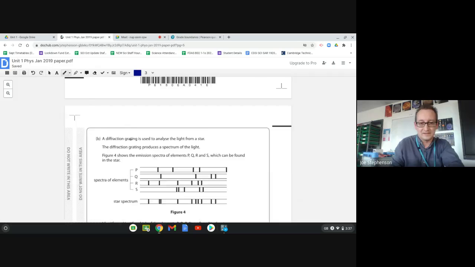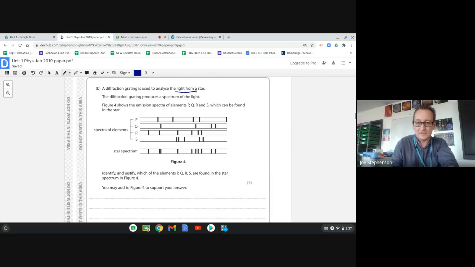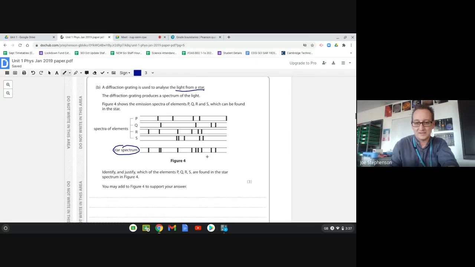Now, this question starts to get you thinking about how we apply this. So it looks at light from a star. Okay, so here's your light from a star spectrum. And then you've got some elements here that could be in that star. And it asks you to justify which of the elements P, Q, R, or S are found in the star spectrum. Okay, and what it means by you may add to figure 4 is you can draw lines all over it.